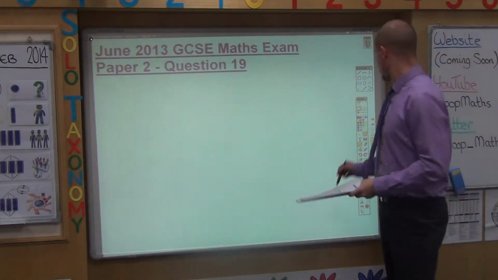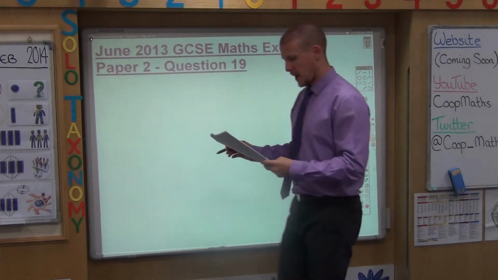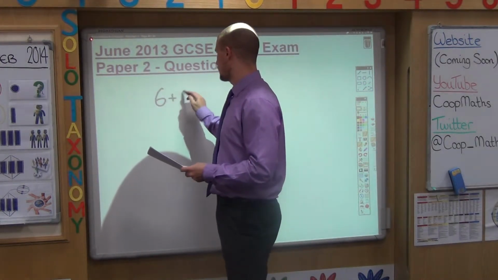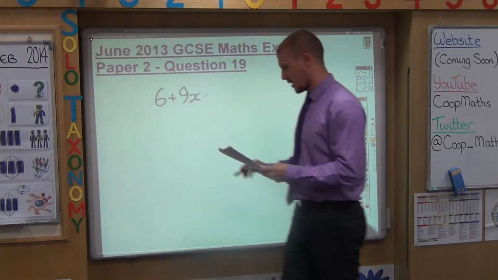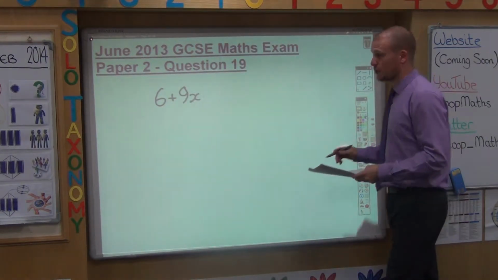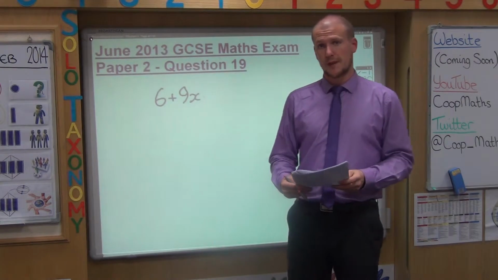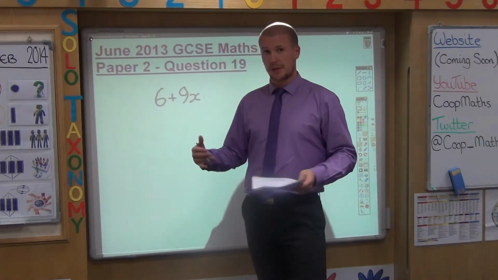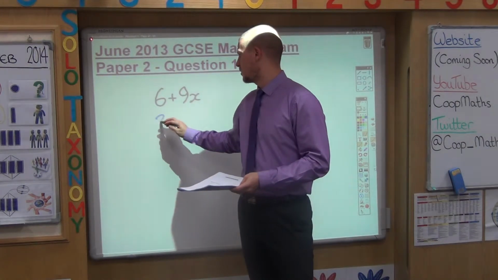Paper 2, question 19, and part A, in fact, well, all of them are factorised questions. First one, factorise 6 plus 9x. First stage of factorising, look to see if you can take a common factor. In this case, that's all you can do. Both of those can be divided by 3 is the greatest value you can get.